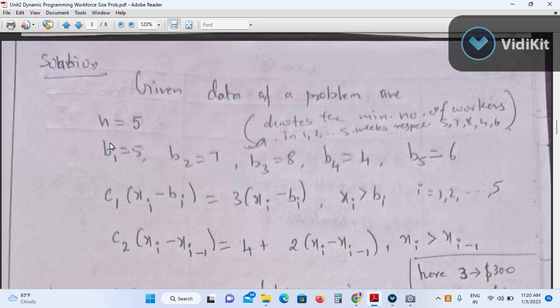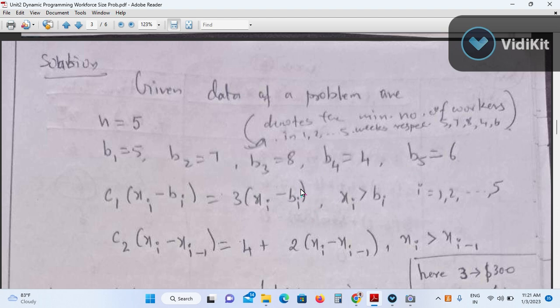So here the n denotes the number of weeks. Therefore, 5 weeks. And for the first week, the minimum number of laborers is 5, and for the second week, the minimum number is 7, and similarly so on up to the 5th week. So it is given and denoted by B1, B2, B3, B4, B5 and so on. And we already discussed this is the C1, nothing but the cost of the excess workers.